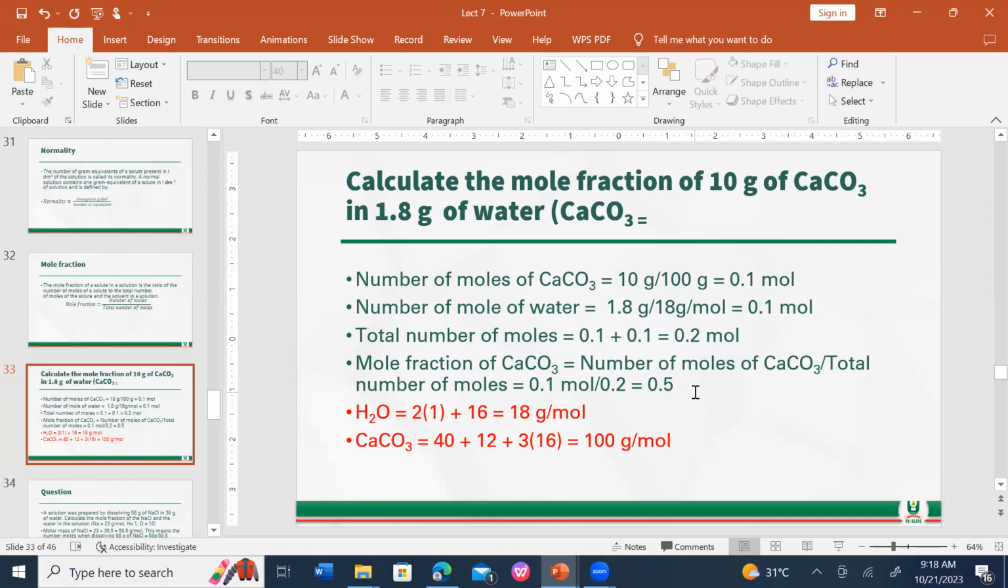Then the mole fraction for water will be the number of moles of water divided by the total number of moles, which is also 0.5. So that is what we see here. What I'm showing you here is how you find the molar mass of water and calcium carbonate.